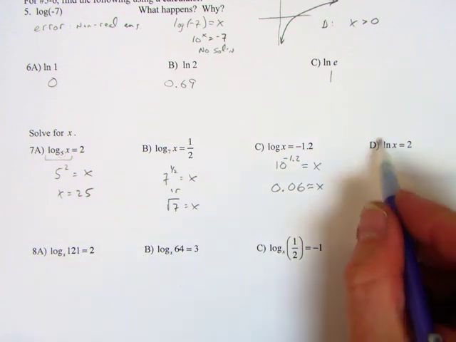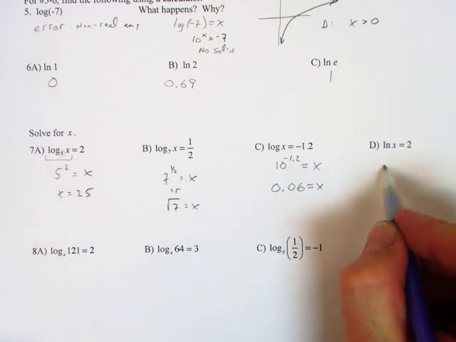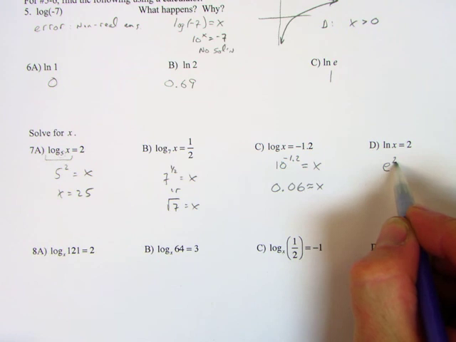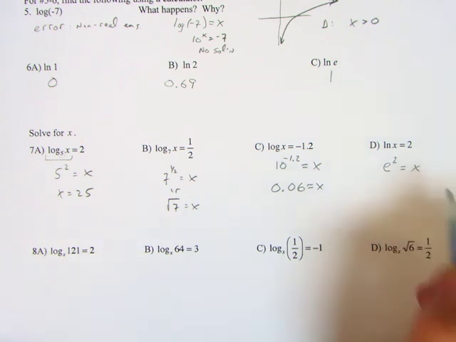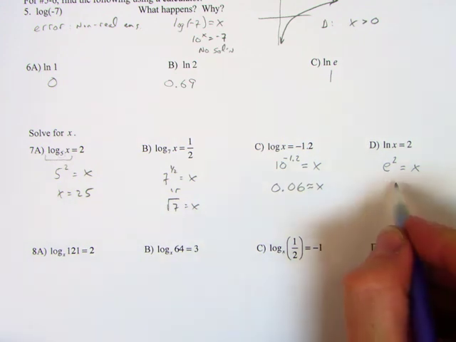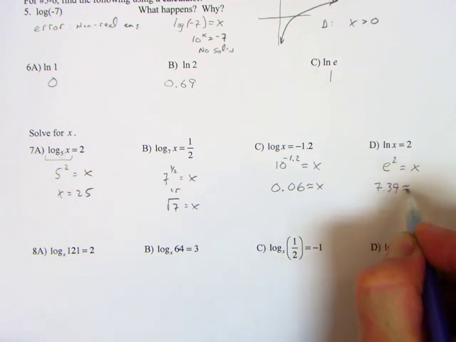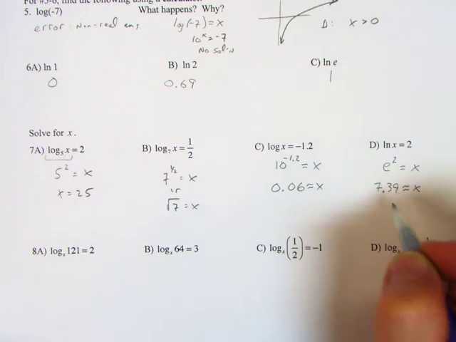Now that's the approximate answer. And on this one, what's the base when we write ln, natural log? The base is log base e. So this is e squared equals x. Now that's the exact answer. So if we didn't have a calculator, we'd leave it like that, and we're done. If I said to round it to 2 decimal places, we would write 7.39 is approximately equal to x, because that's rounded.